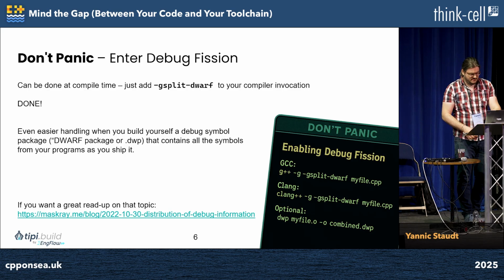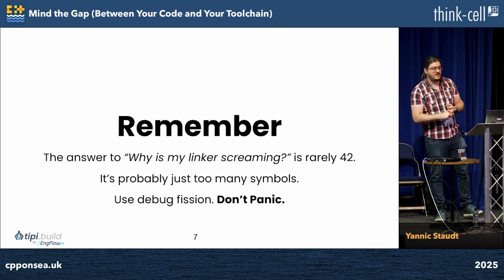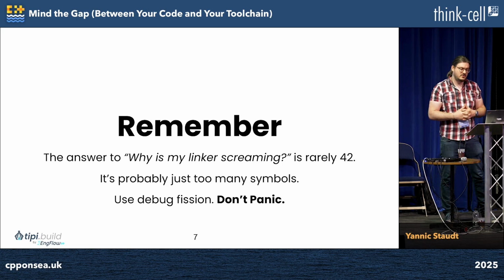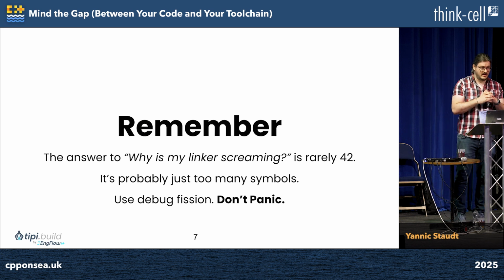And in the words of the guide to the galaxy, debug fission is your towel. The answer to why is my linker screaming is really rarely 42. And it's probably just too many symbols. Use debug fission and don't panic.